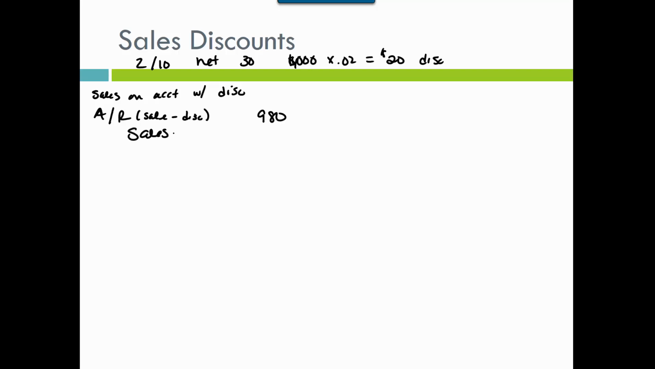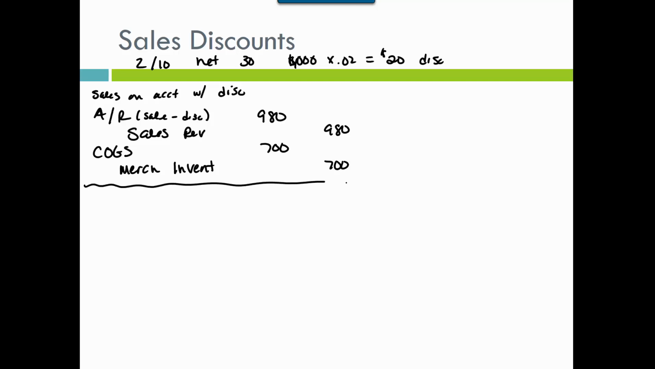So sales revenue, $980. And then the second transaction is the same. That's the cost of goods sold, credit to merchandise inventory for the $700 that I paid for it.